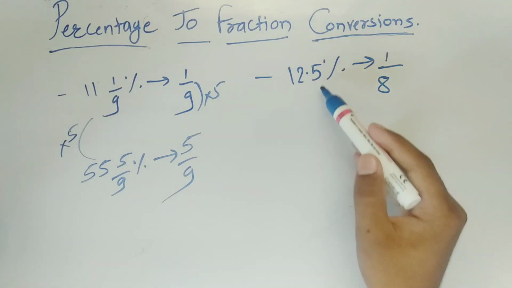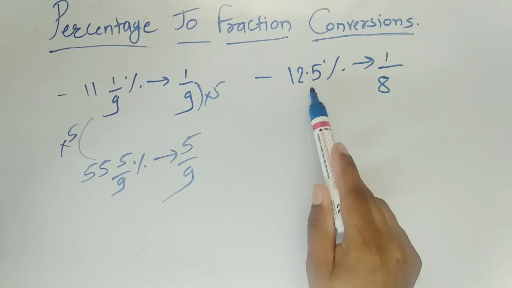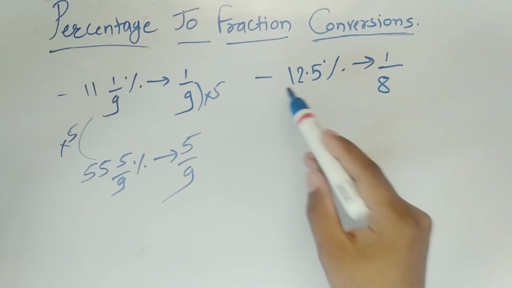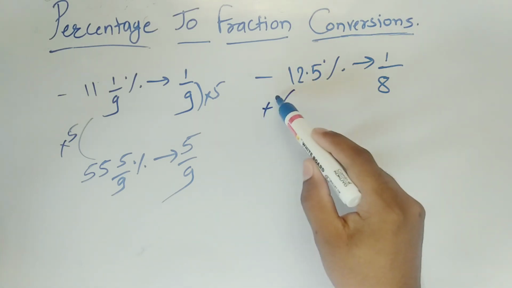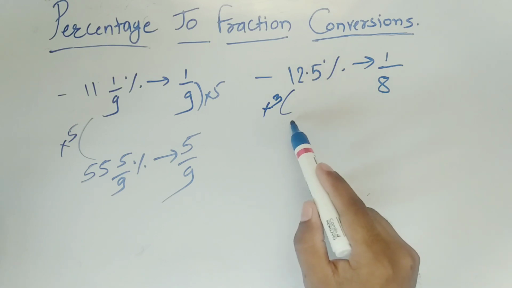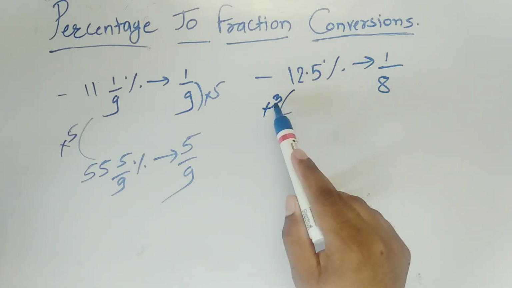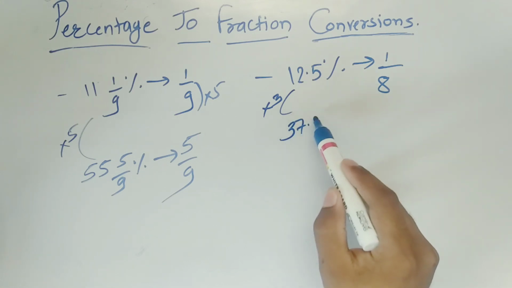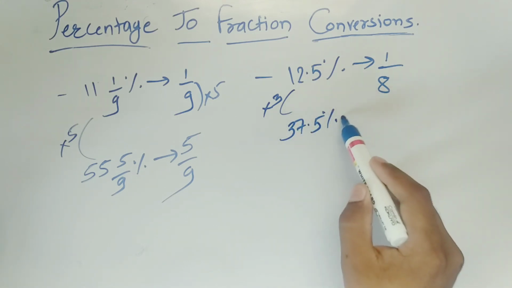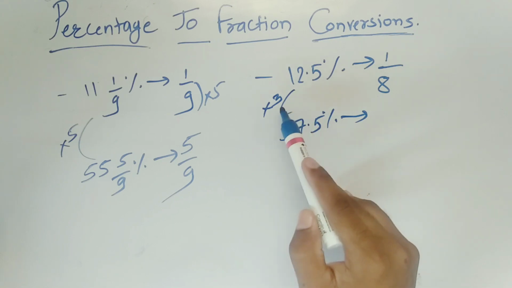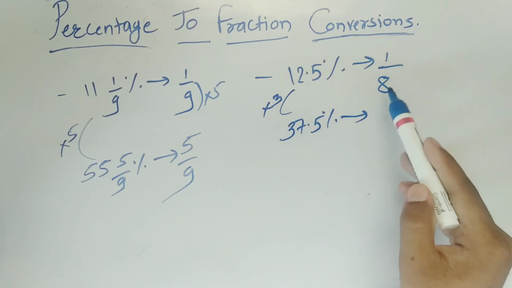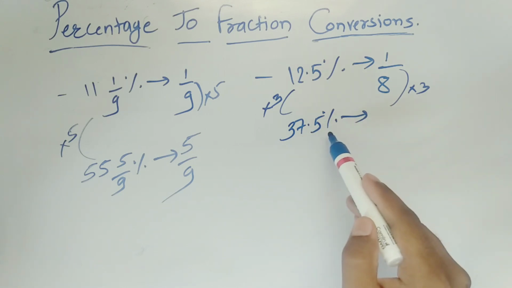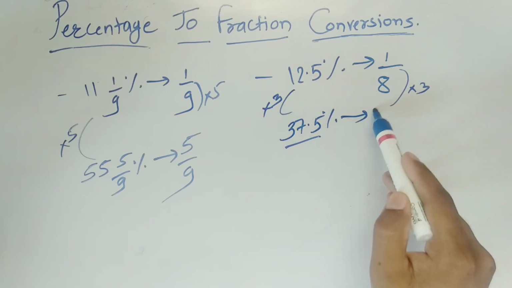In a similar way, there is one more example of 12.5%, which gives us the fraction value of 1 by 8. When this 12.5% is multiplied by 3, we get 12 threes are 36 plus 1.5 gives us 37.5%. As this percentage is multiplied by 3, the fractional value should also be multiplied by 3. So the direct ratio of this percentage value is 3 by 8.